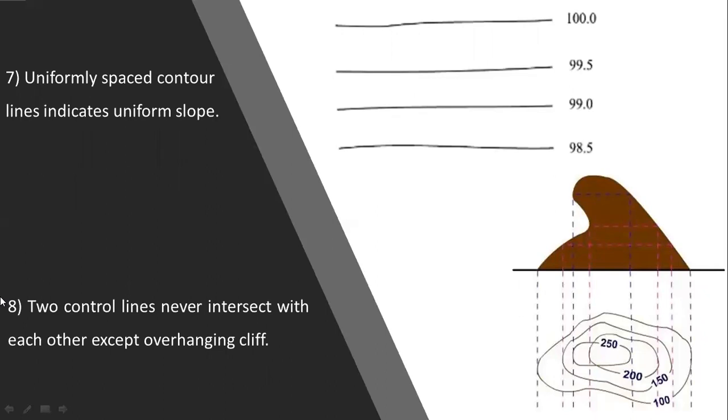Next, uniformly spaced contour lines indicate a uniform slope. The next is two contour lines never intersect with each other, except in an overhanging cliff. Here we can see an imaginary line and an overhanging cliff. So two contour lines never intersect with each other, except in the case of an overhanging cliff.